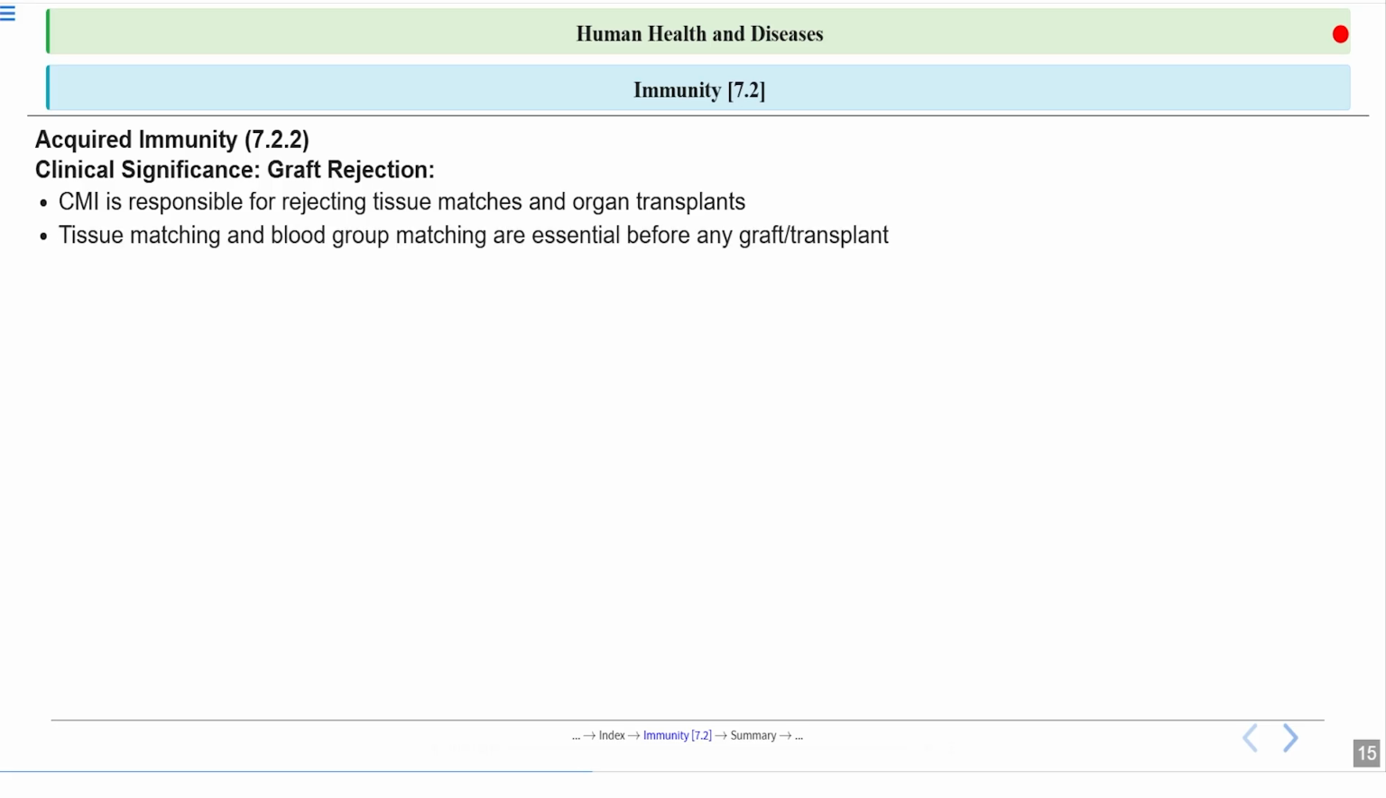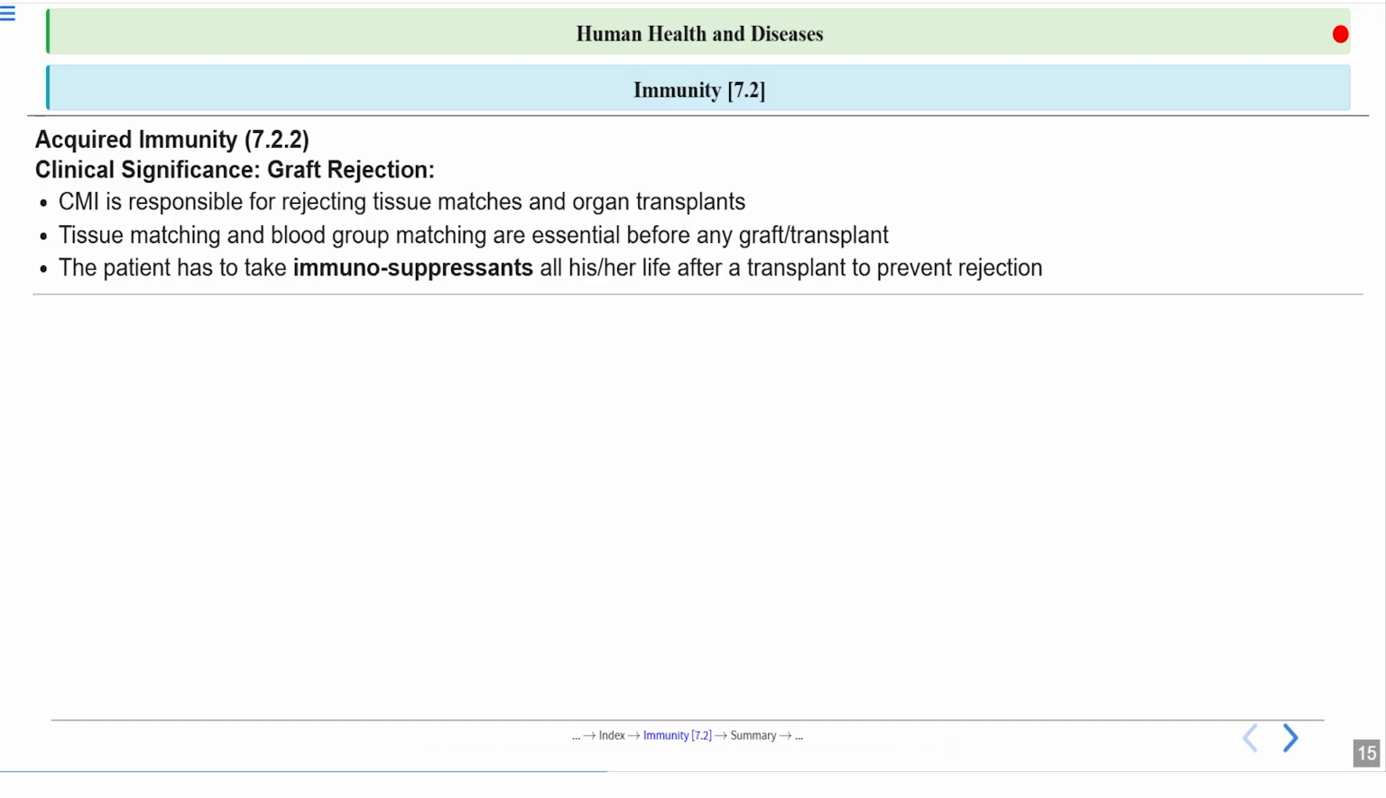Now, to reduce the risk of rejection, doctors must carefully match the donor and recipient's tissue and blood groups. Okay, if this match is not close enough, the immune system will attack the new tissues, leading to rejection. Even with the best matching, the immune system can still try to reject the transplant. That's why patients need to take immunosuppressive drugs for the rest of their life.